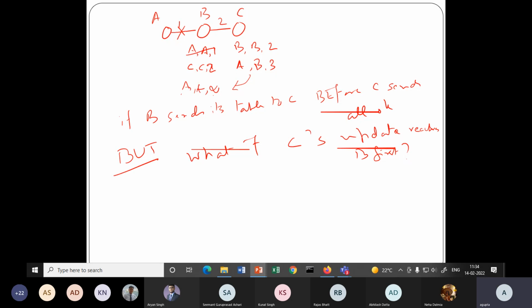Infinity is high. So what will happen now is that B's routing table will change to A, C, 3 plus 2, 5. And this now has A, B, 3. The third column is unimportant, so I'm not writing this.